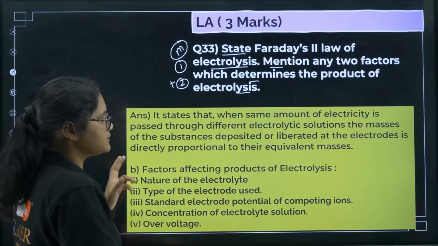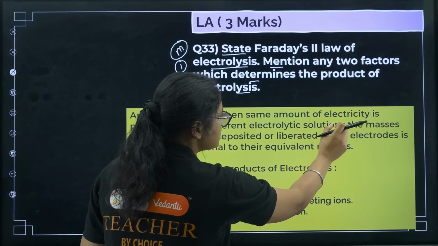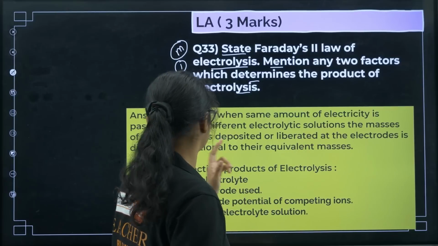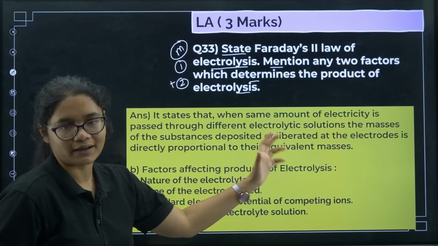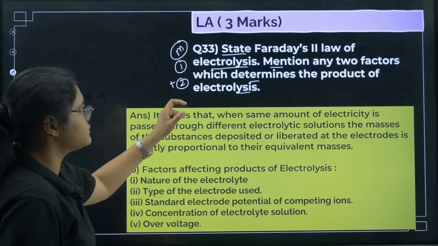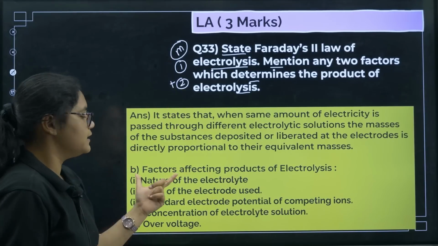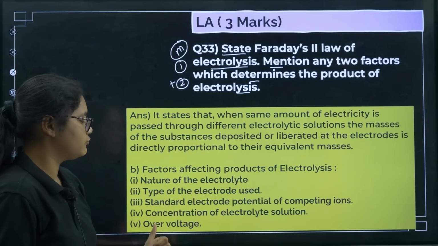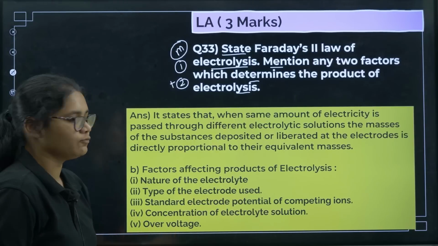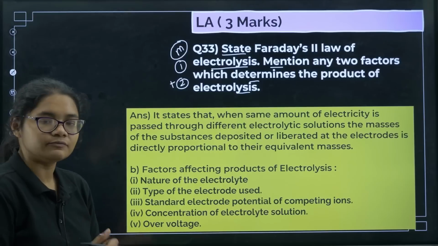It states that when the same amount of electricity is passed through different electrolytes, the solutions, the masses of the substances deposited or liberated at the electrodes are directly proportional to their equivalent weight. So that much, if you write just the statement, that will give you 1 mark. Next, 2 factors. I have given you 5 factors. You can write any 2 of them: nature of the electrolyte, type of the electrode used, standard electrode potential, concentration of the electrolyte, overvoltage. Okay, so these are the 5 factors on which the products of electrolysis depend.